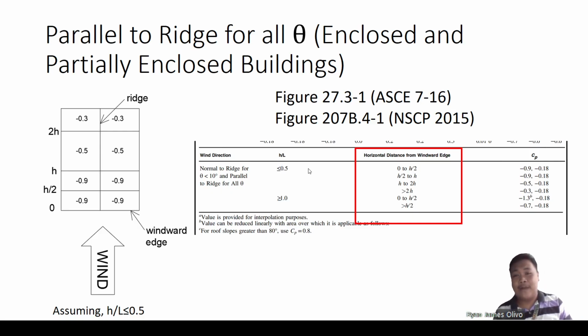So by the way, class, our L here has shifted because it is parallel to the ridge. So our earlier, if it is normal to the ridge, it's different, assuming B and L are different. So anyway, I will have some pictures about that for you. So for this negative 0.9, negative 0.9, we have different values.